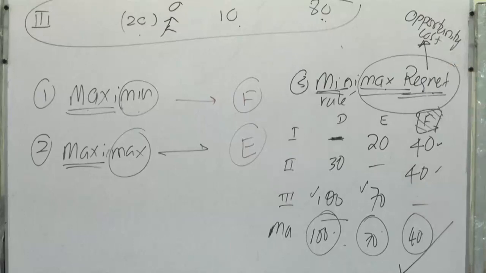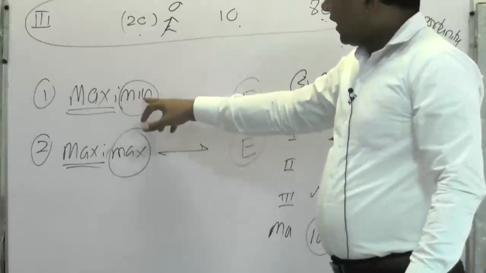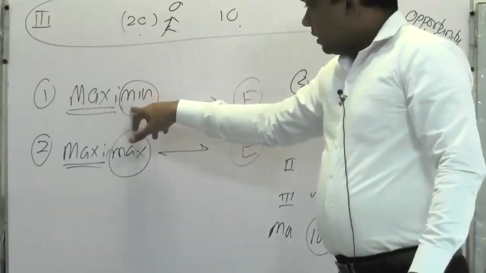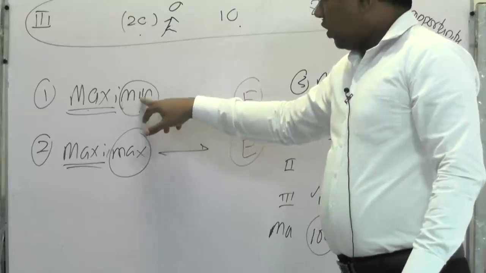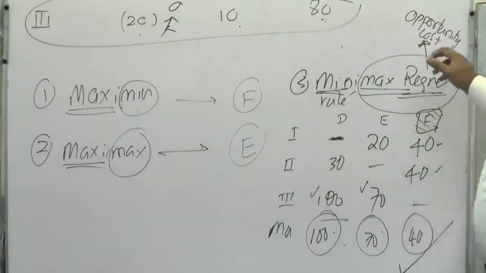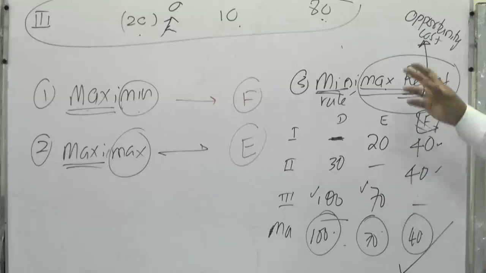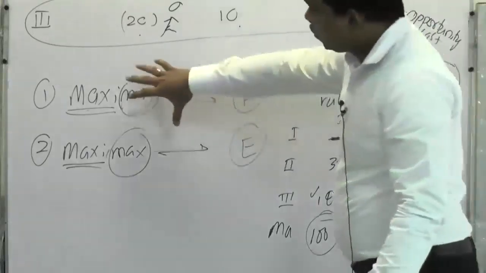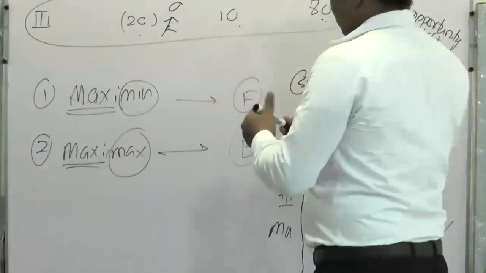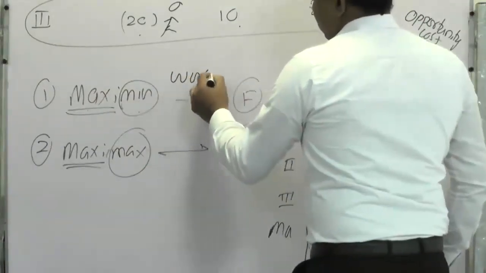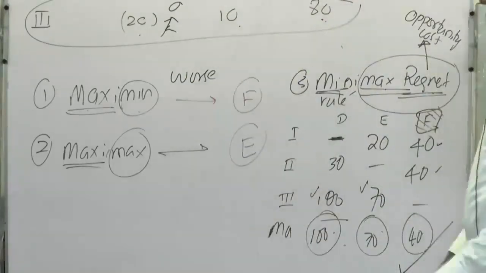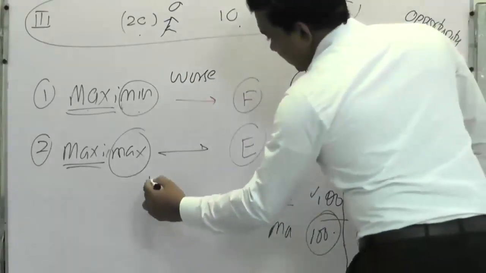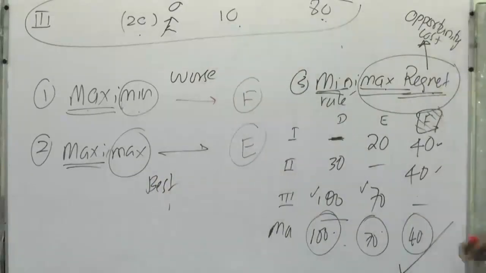Now, you have to understand in which scenario you can use this technique. Here, you will find out the losses you can earn, and out of that, you will select the maximum. That is, here you will find out the worst scenario. Here you are trying to find out the best scenarios. Here you are going to find out the opportunity cost.